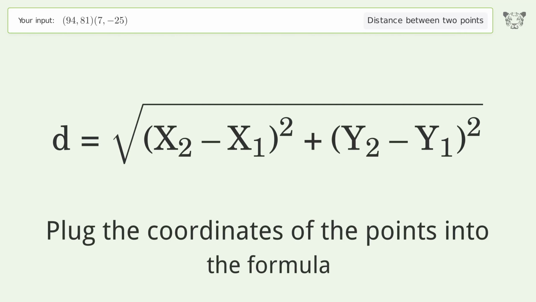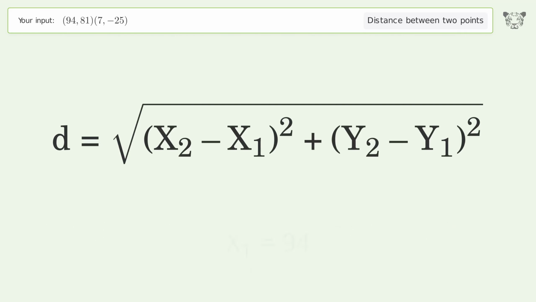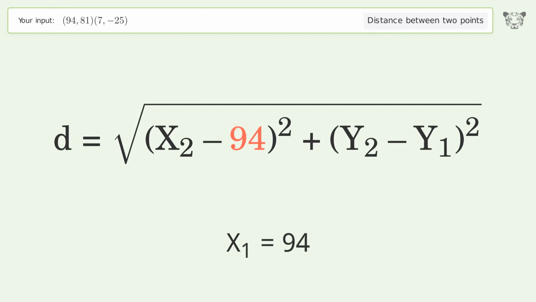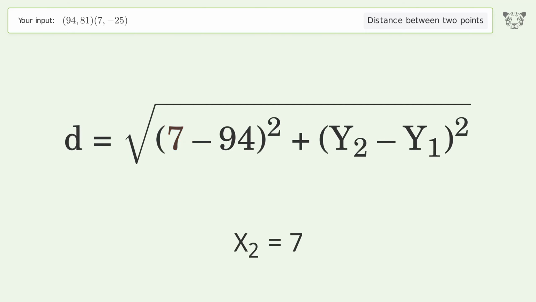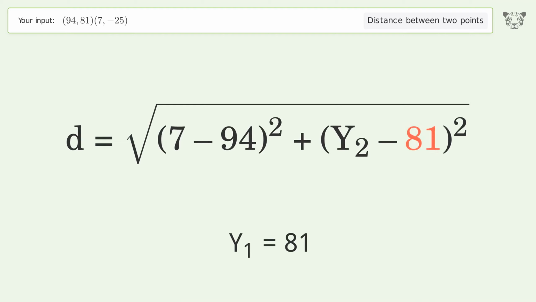Plug the coordinates of the points into the formula. x1 equals 94. x2 equals 7. y1 equals 81. y2 equals -25.